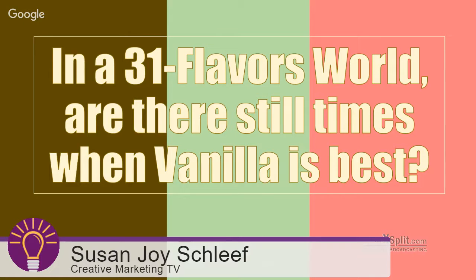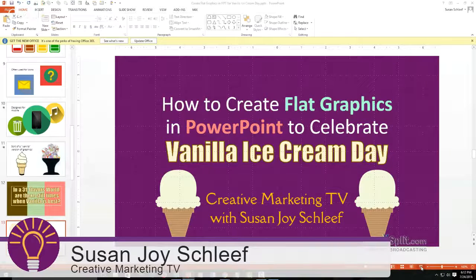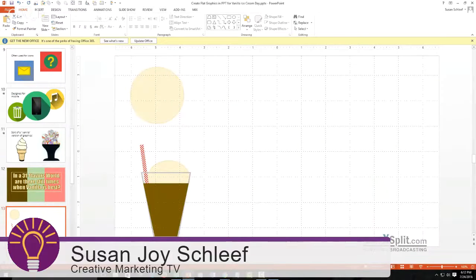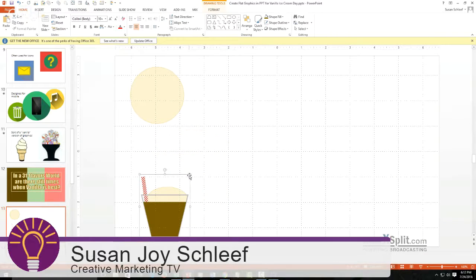So in a 31 flavors world, are there still times when vanilla is best? And are there times when flat graphics are best? Well, I propose yes is the answer to both of those. So one time when I think vanilla is best is in a root beer float. You don't want any other ice cream in a vanilla float, right? Oops, sorry. I was trying to enlarge that so you could see it better and I got it all squished.